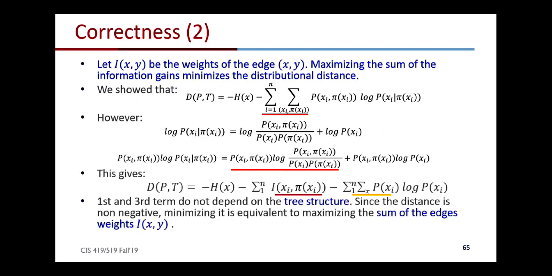Are you assuming here that xi and pi of xi are independent? No. Why should they be independent? How did you get the middle term exactly? So this is just the middle term, right? So let's look here.